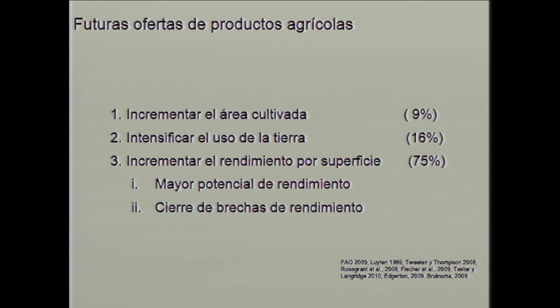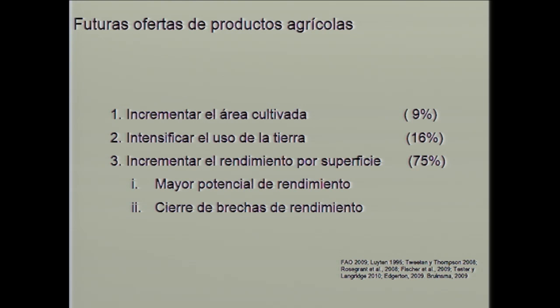What are the different ways that we have to increase future supply of food? We have 3 options. First, to increase the planted area. This is what has been done so far or in the past century, but there is very little land left to increase planted area. So we might increase only by 9% the planted area.